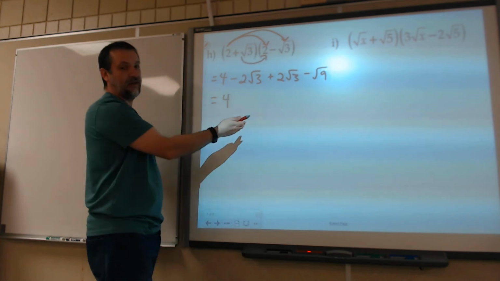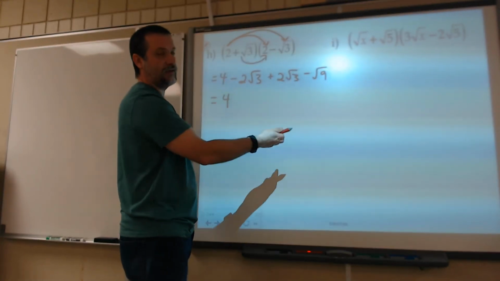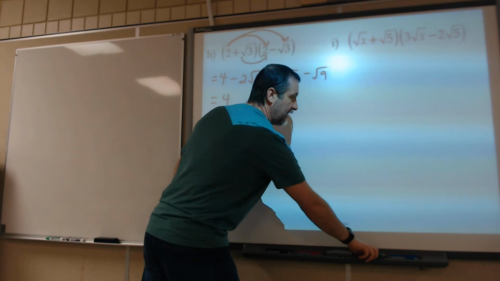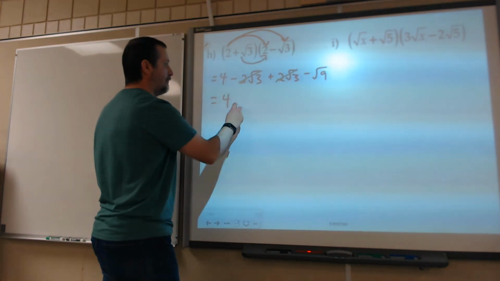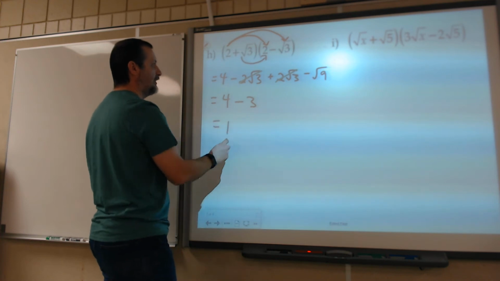Well, I have negative 2 root 3, positive 2 root 3. So these, in fact, will actually cancel each other out. Minus 3, which equals 1.